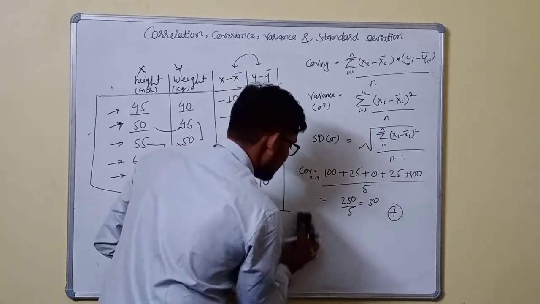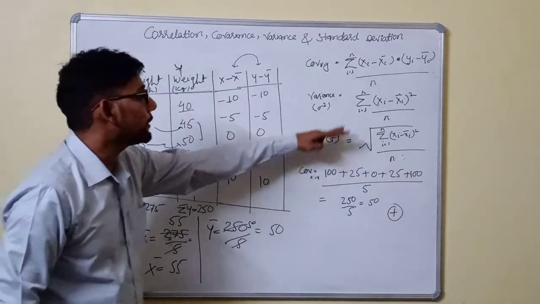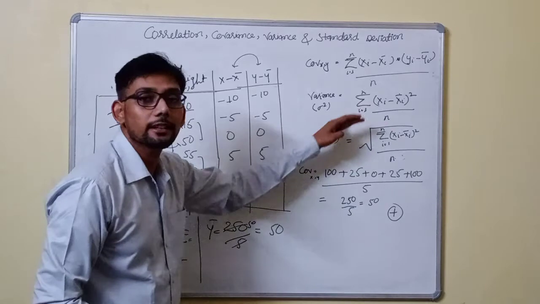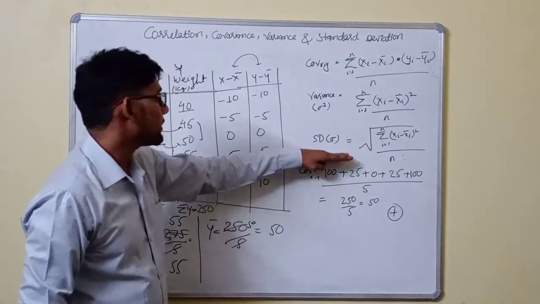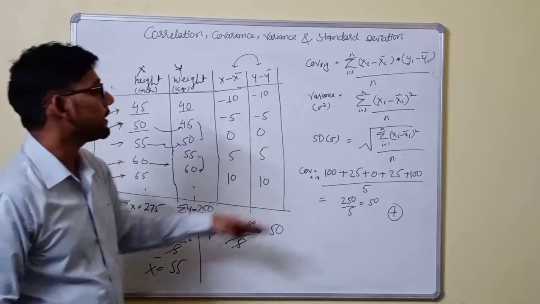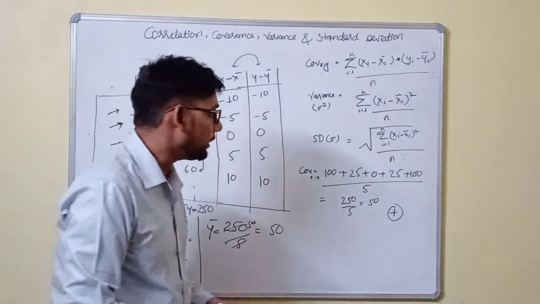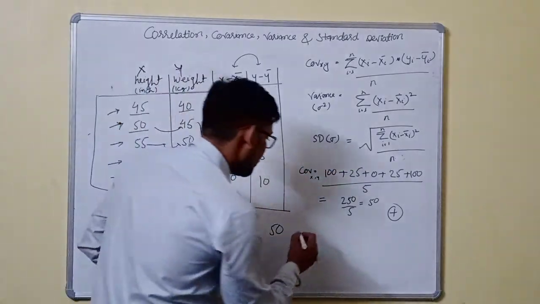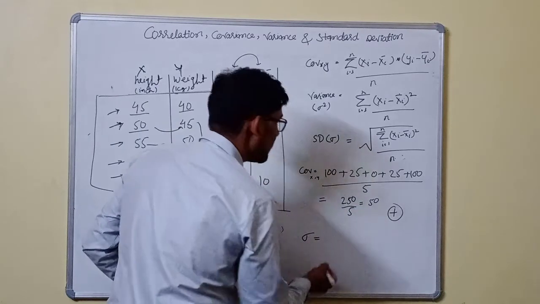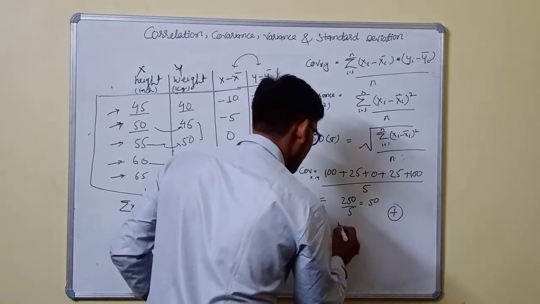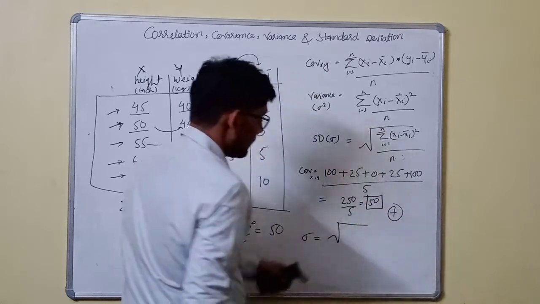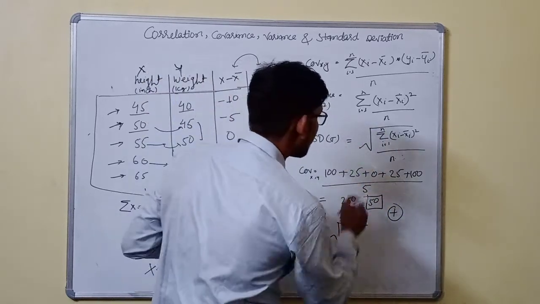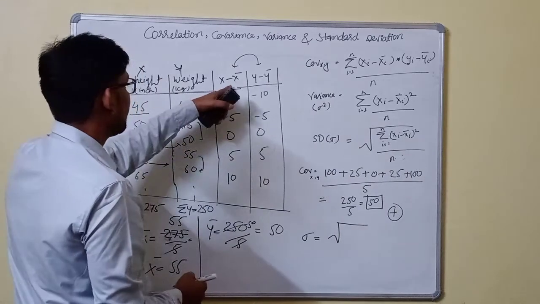Let's see, the standard deviation is the square root of the variance. Both are using the same things. What is standard deviation? We wanted to see the distribution of the points from the mean, right? So let's calculate the sigma. Sigma is the square root of the sum of (xi minus xi bar) whole square.